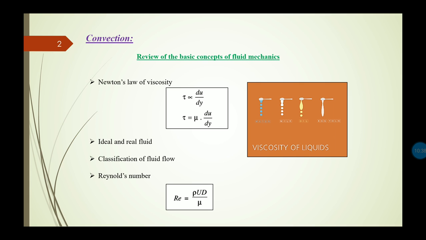Now there is a classification of the fluid. One is the ideal fluid and another is the real fluid. So what is this ideal fluid and real fluid? An ideal fluid is one which has no viscosity and surface tension and it is incompressible. But in reality, no such ideal fluid exists in nature. But fluids which have low viscosity, such as water and air, can be treated as ideal fluids under certain conditions.